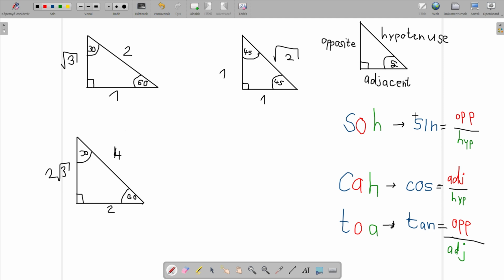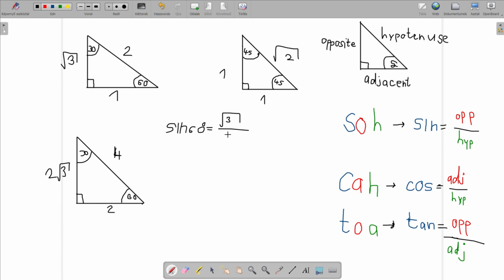And we figured out some trigonometric functions for it, meaning that the sine of an angle is equal to the opposite side of that angle divided by the hypotenuse. What do we mean by that? Let's say we would like to know the sine of 60 degrees. Right here, the sine of 60 degrees is equal to the square root of 3 divided by 2.